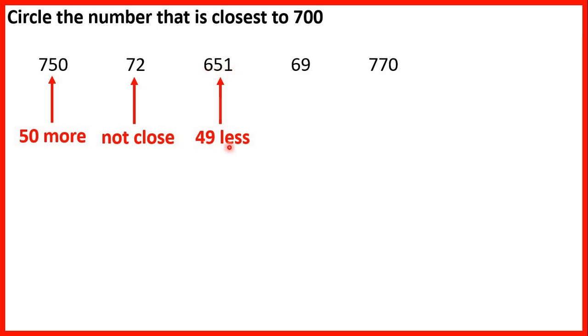651, we'll get 49. Or we might know or be able to work out that 51 and 49 make a number bond to 100. So if 51 and 49 make an extra 100, that means that rather than 6 in our hundreds, we will have 700. Now 69 is not close to 700, and 770 is 70 more. So we're looking for the number with the smallest difference, and 49 is less than 50 or 70, so our answer is 651.